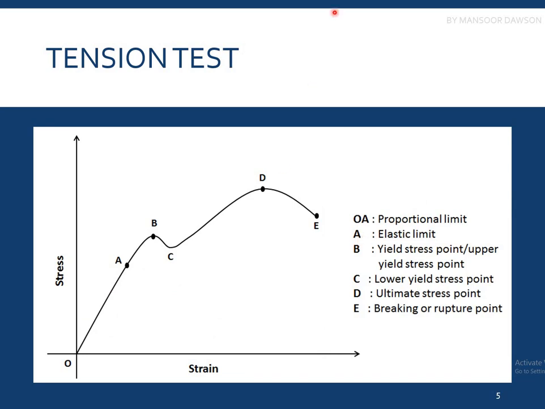In a tension test we get this line when we plot stress and strain on a graph. We have certain points. At point A, this is the proportional limit or the elastic limit. B and C are the yield points, the upper yield point and the lower yield point. D is the ultimate stress point, and E is the rupture point or the fracture point, which we'll be discussing in the later slides step by step.